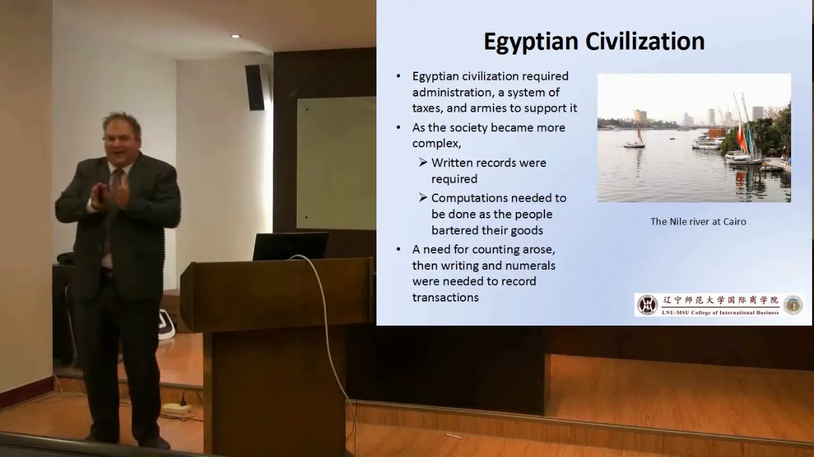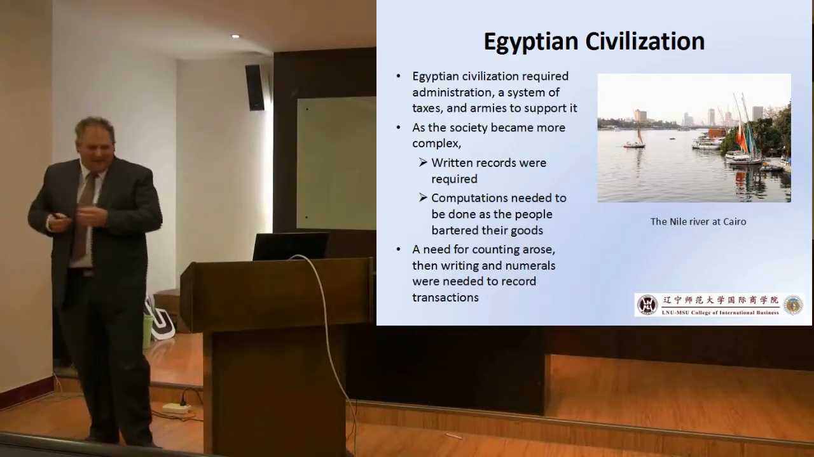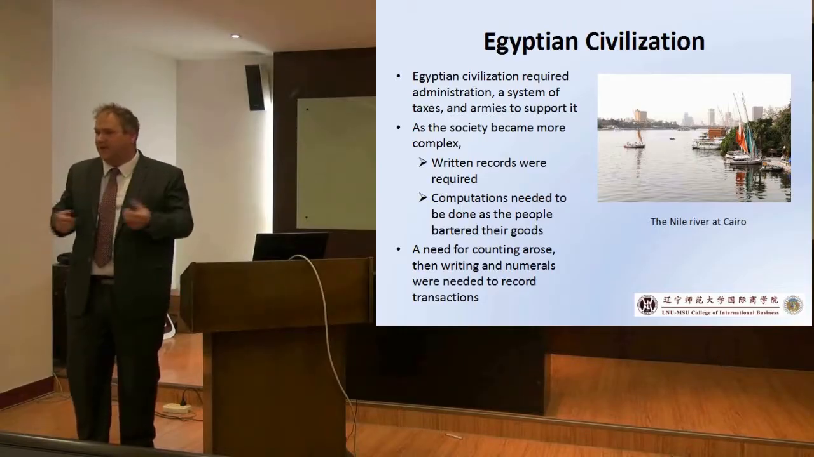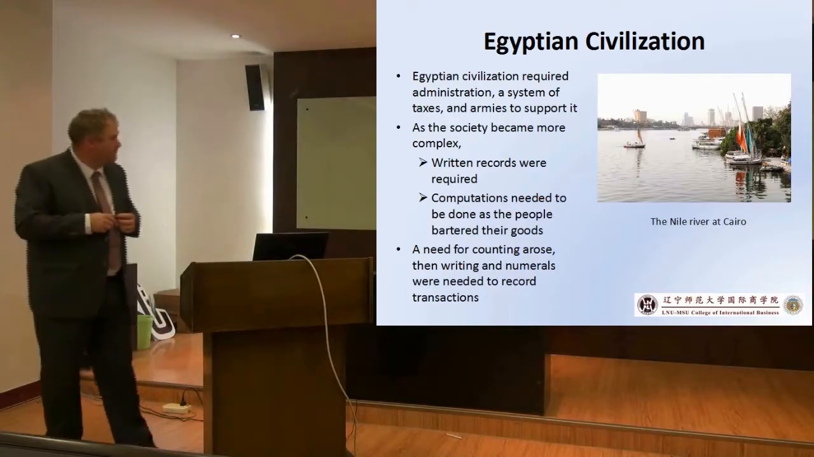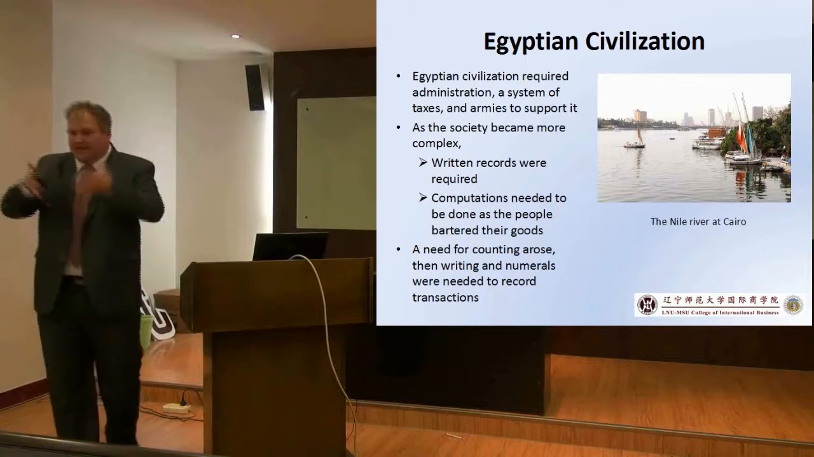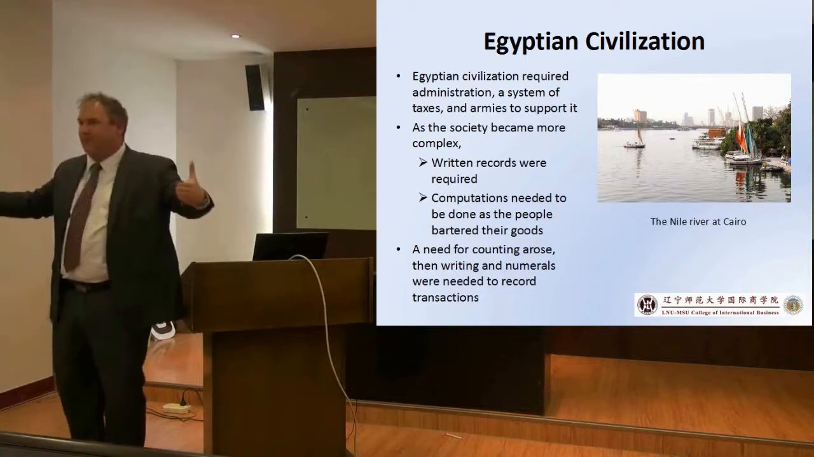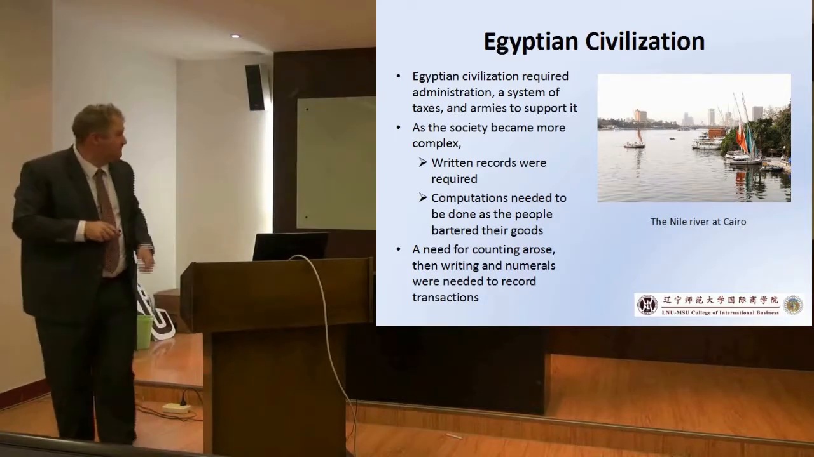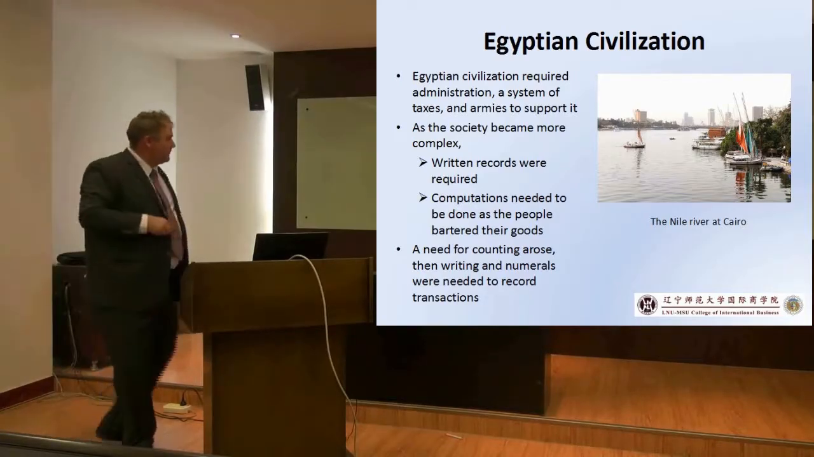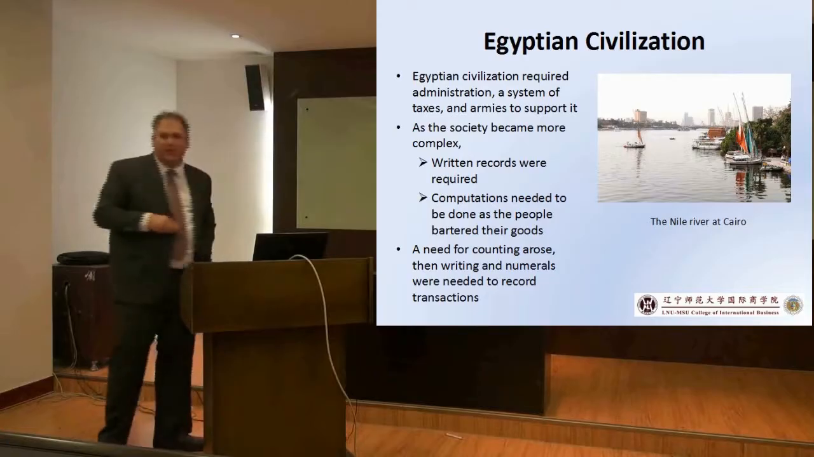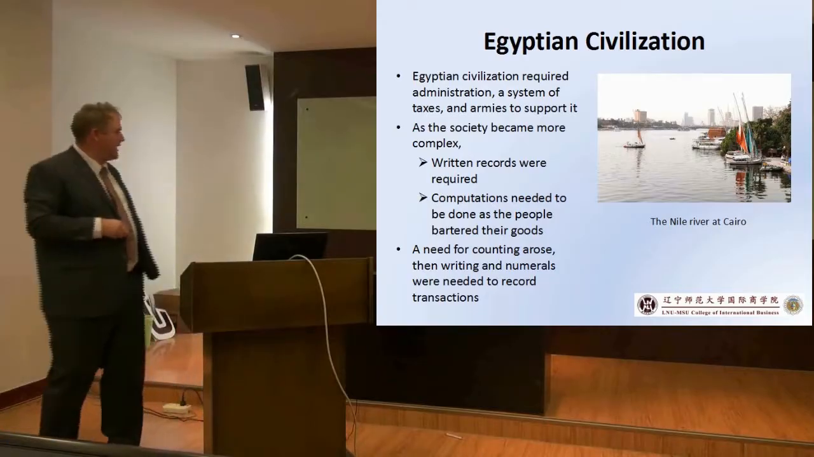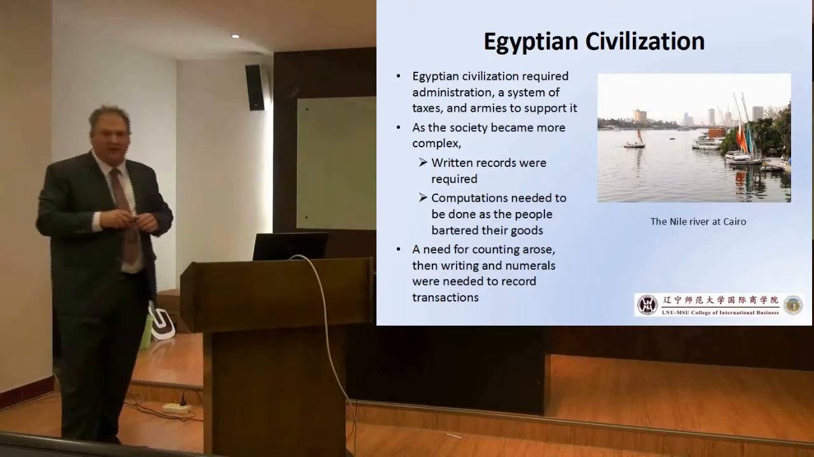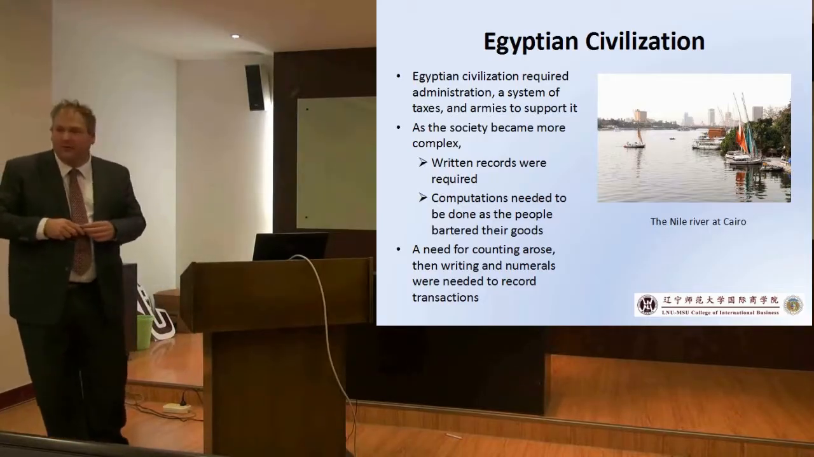So again, like I mentioned, how do you get taxes? Okay, you have to find a suitable and a fair way to administer taxes. Okay? And again, it really comes down to literally measuring the area of a farmer's land. That's how you got taxes. Fairly done. Okay? Written records. Computations done when people started bartering goods. Okay? So a need for counting rows, then writing in numerals were needed to record transactions. Okay?